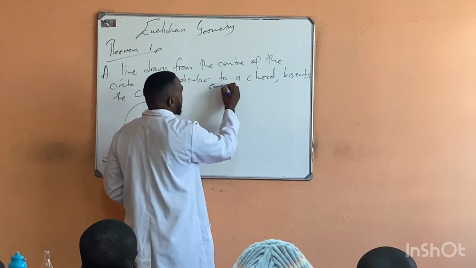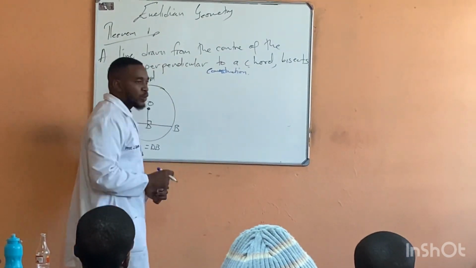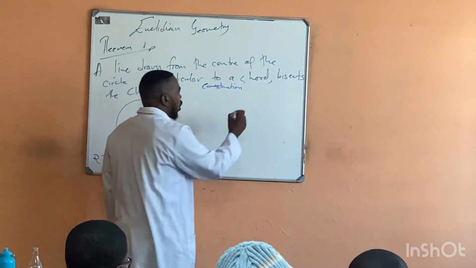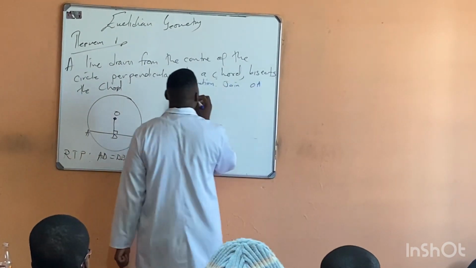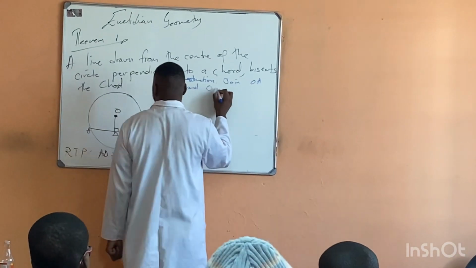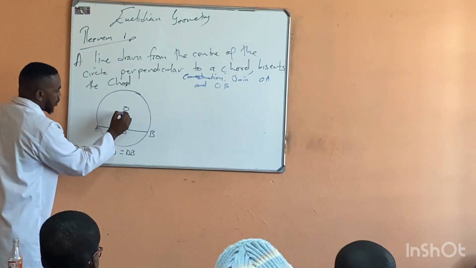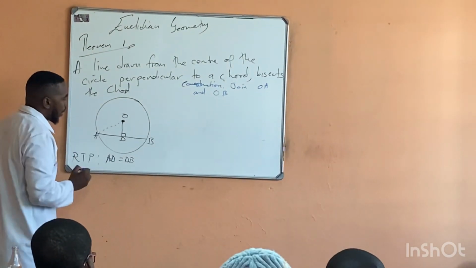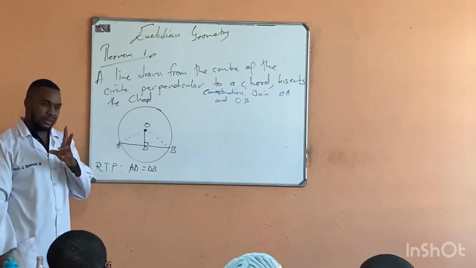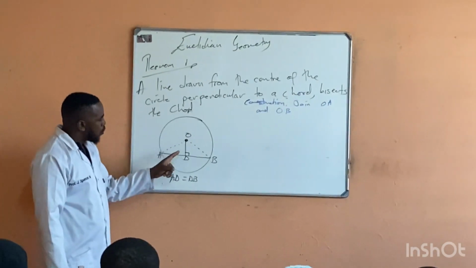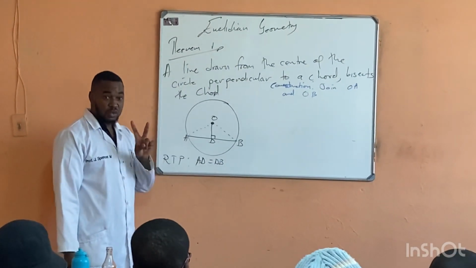Construction. Now, what are we going to construct? We need to join OA and OB by means of a dotted line. So you come, you draw, you have your OA, and also your OB. As a result, two triangles now. We have triangle OBD and triangle ODA. There are two triangles now.